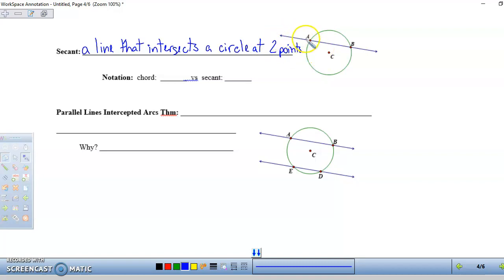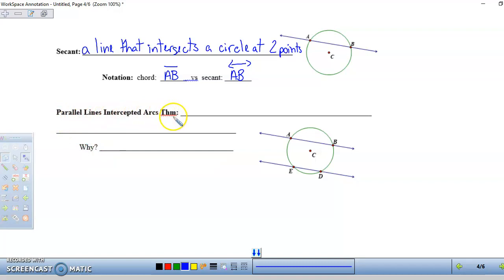So here I have this line cutting through the circle intersecting at B and at A. So that would be considered a secant. Now there is a difference between a chord and a secant. So a chord, for example, would be the segment AB, but a secant would be a line AB. So a secant goes on forever. A chord is a segment, and the points are going to be either on or inside the circle.